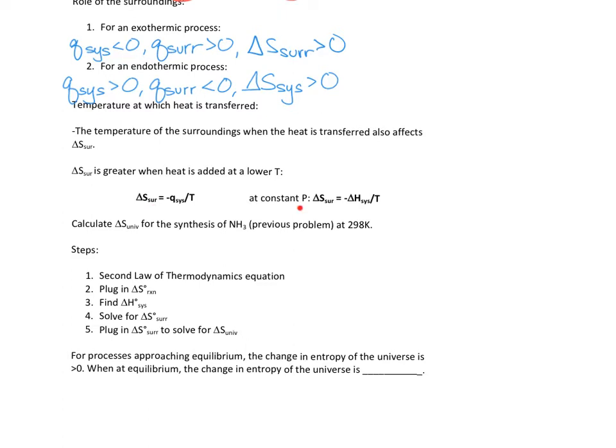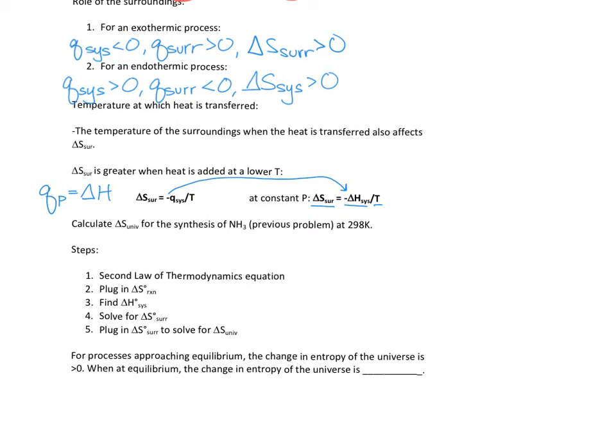At constant pressure, that just changes Q to be delta H. Remember, heat at constant pressure, so Q_P, is really equal to delta H. So that's why we make this equivalent to delta H when heat is at constant pressure. So then we get delta S of the surroundings is equal to negative delta H of the system over the temperature at which the heat was transferred.